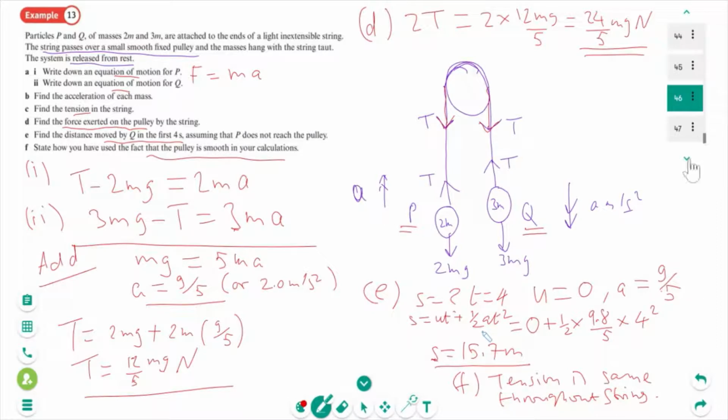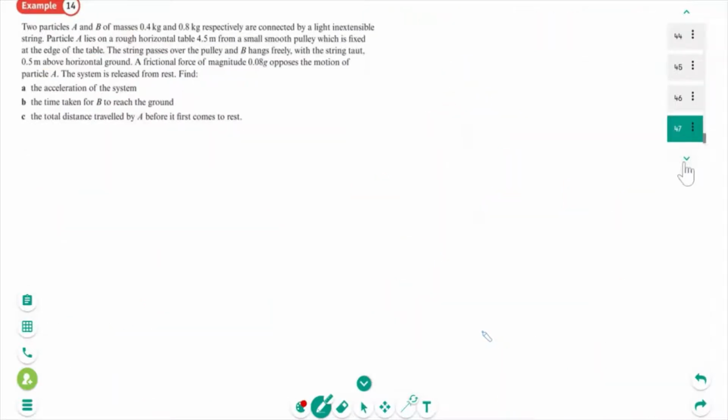Last example, example 14. This involves a table. Two particles A and B, 0.4 kilos, light inextensible string, lie on a rough horizontal table. A lies on a rough table. There's a smooth pulley, which is fixed at the edge of the table. So I'm going to draw a table. There's a pulley on the end of the table. The string will pass over it.